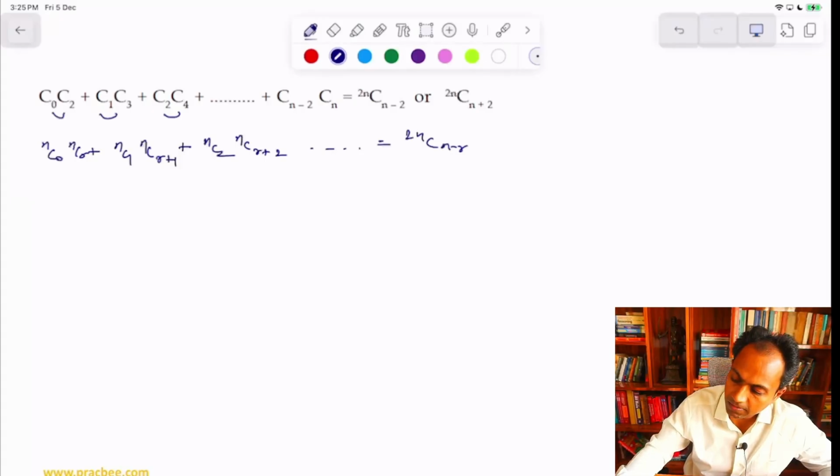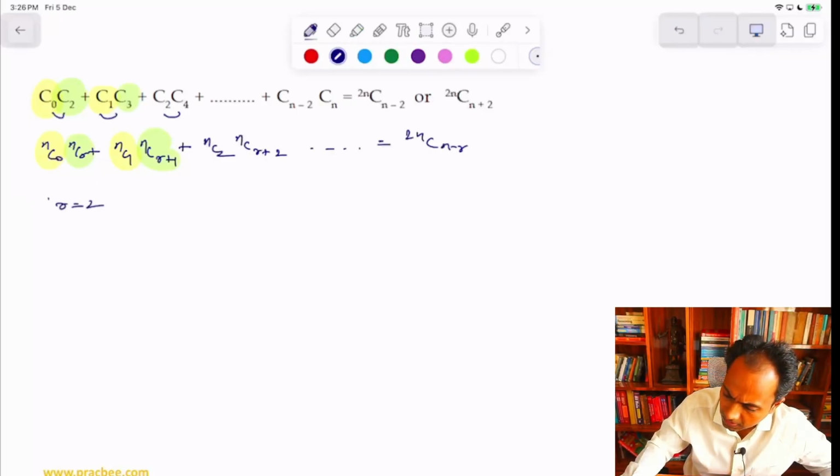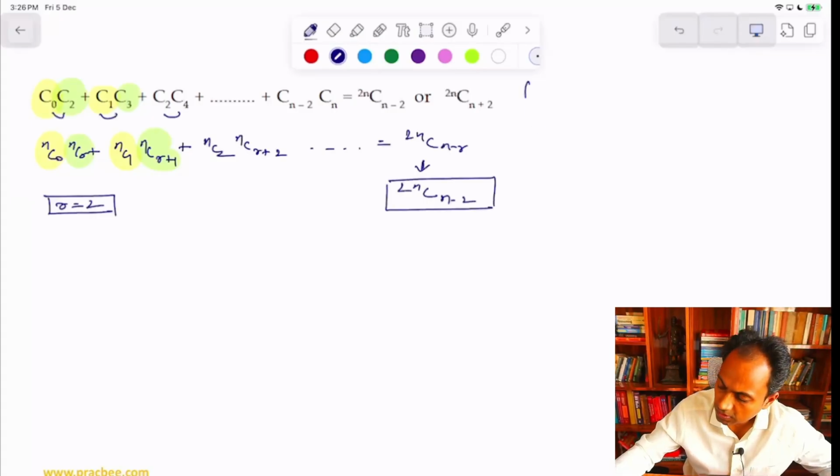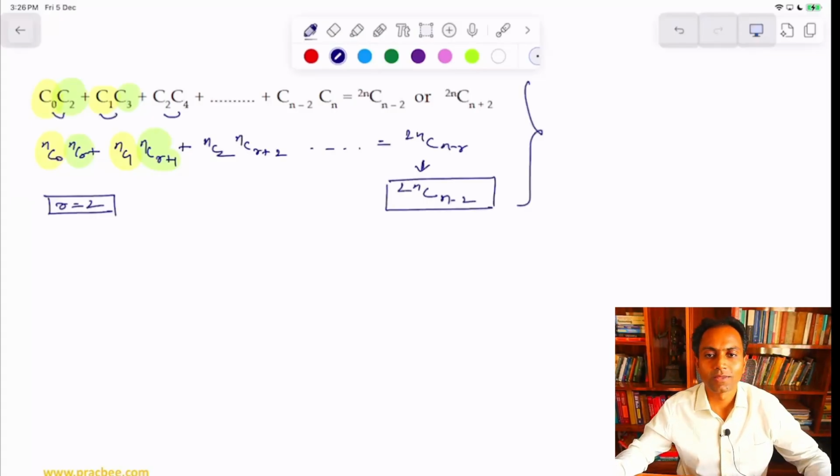If I compare them, you can see that the first term is the same. So this is the same, this is the same. So if this could become the same, my answer will come. Now you can very clearly observe that if the value of r becomes 2, this will become the same. If I put r as 2, here also r will become 2, and my answer will become 2cn minus 2. So this becomes a 1-step question if you directly apply the result.